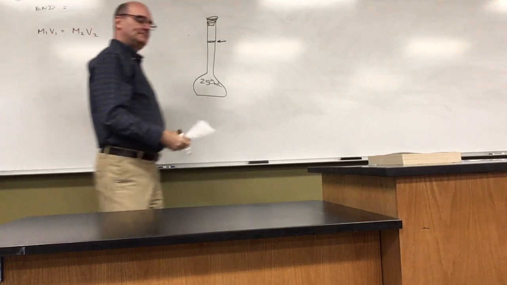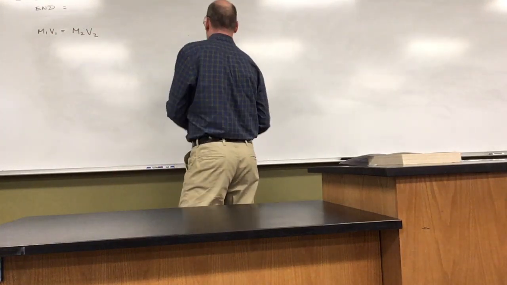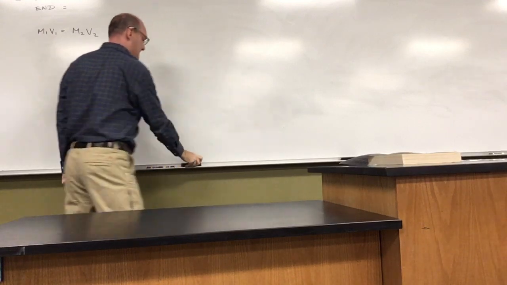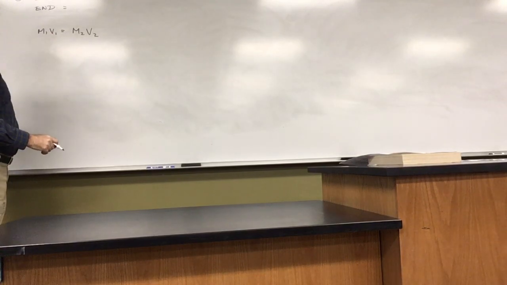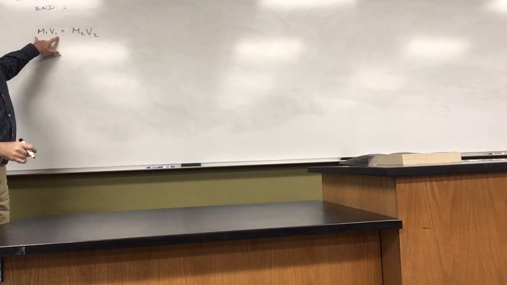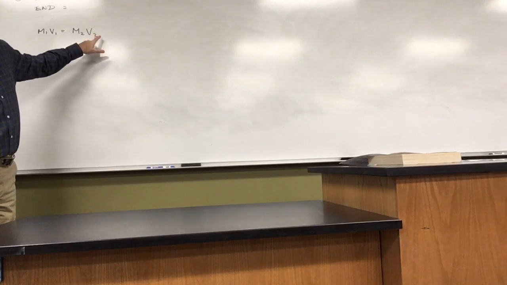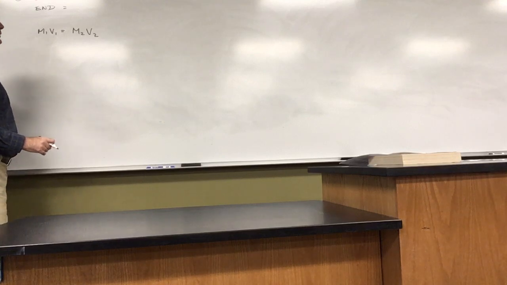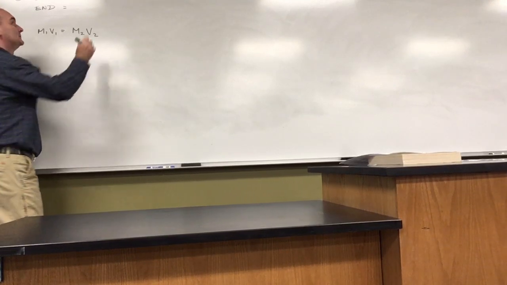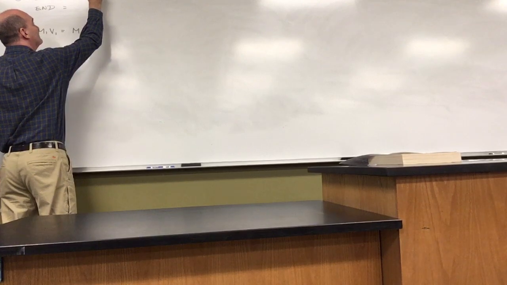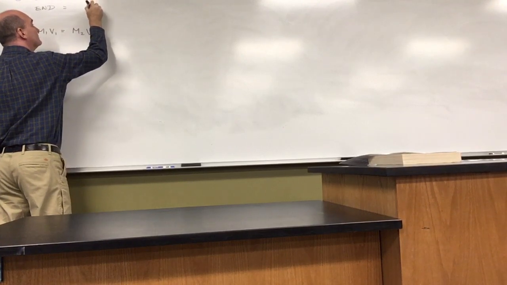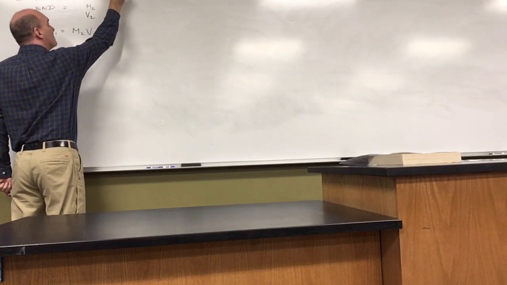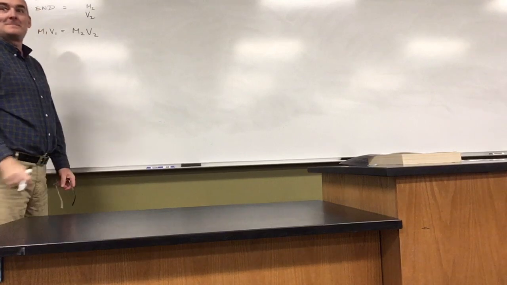So what have I got at the beginning? At the beginning would be M1 and V1, and at the end would be M2 and V2. Do we know what any of these values are? M1 is 0.5, right? Yep.